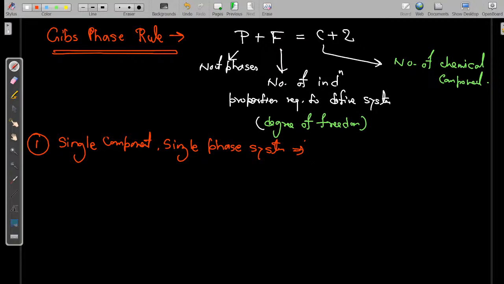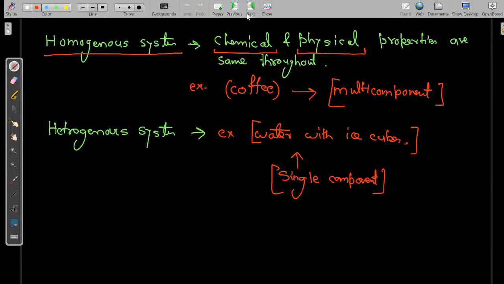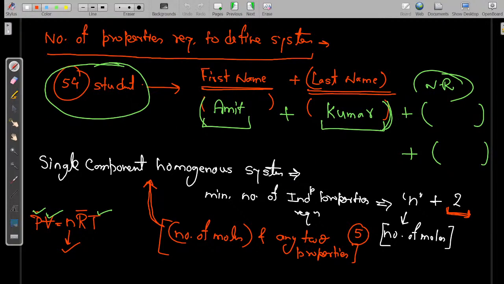So when we are talking about single component, single phase, that means P is equal to 1 and C is also equal to 1. Single phase, single component. So P 1 plus F is equal to C 1 plus 2. So when 1 cancels, F will be 2. This is the same 2 that we wrote in the previous slide. This one. Okay, N plus 2. So for single component homogeneous system, the minimum number of properties required are number of moles and any other properties.